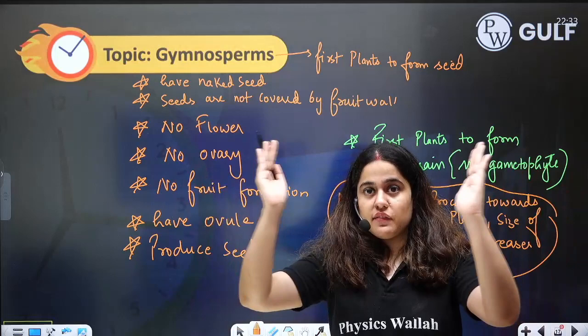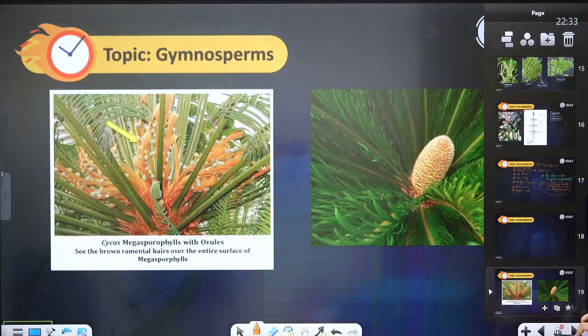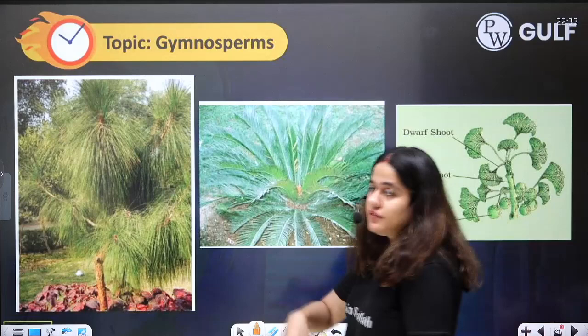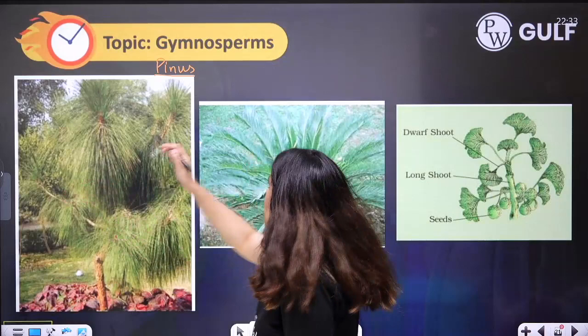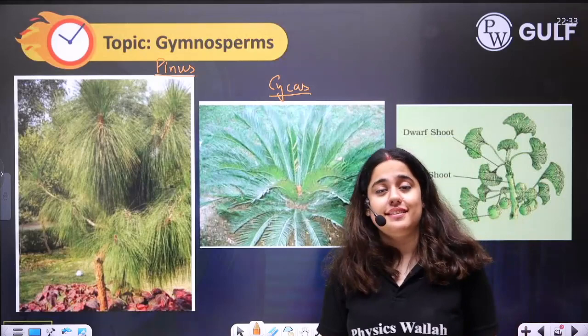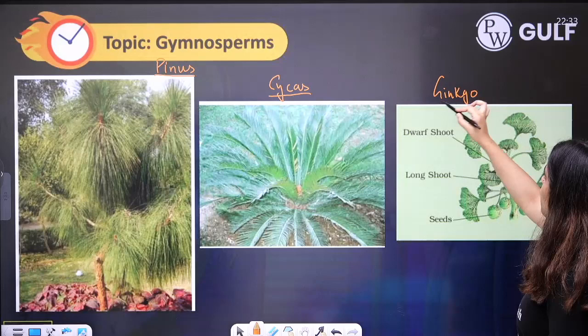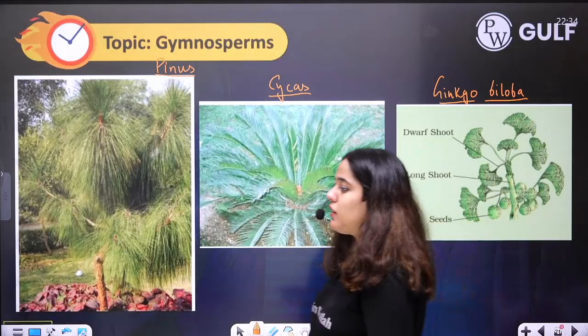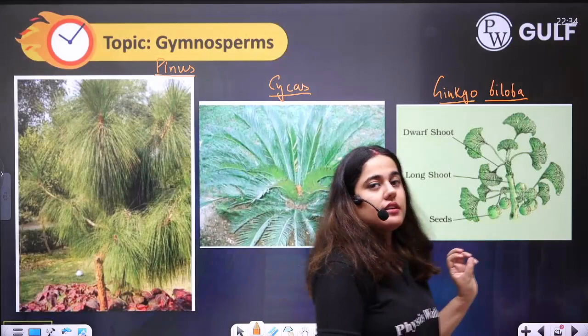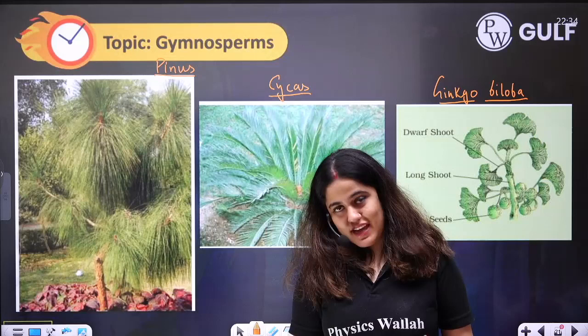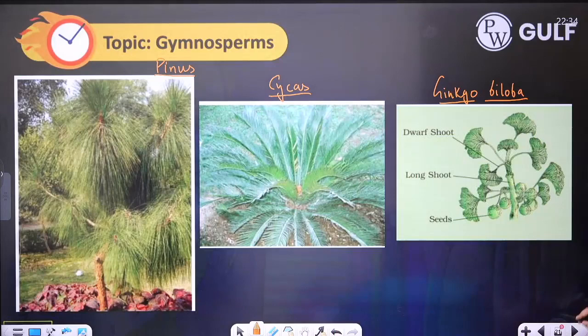So I'll show you some pictures of beautiful gymnosperms. This is pines. You mostly find it in hill stations. This is cycas, a good ornamental plant that you can see in any university or school. Here, this is Ginkgo biloba. Ginkgo biloba is also known as a living fossil, because it is the only member remaining in its group. Ginkgo biloba belongs to the Ginkgoales group, and it is the only member survived. That's why it is known as a living fossil.